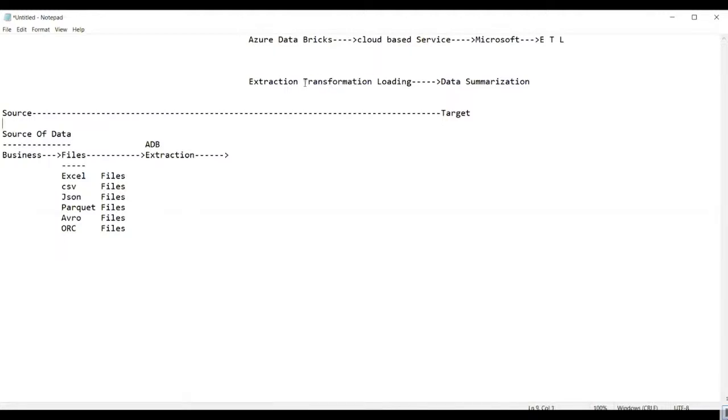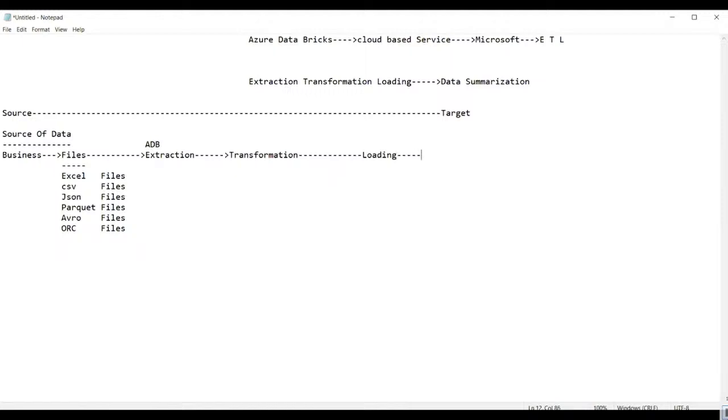Transformation. So transformation is nothing but, based on the requirement of the customer, you're going to change the format of the data. You're going to change the structure of the data. You're going to design a new structure of the data. Am I right? This is called transformation.